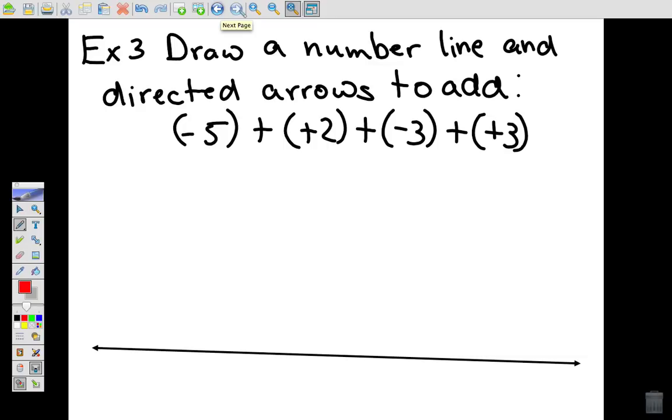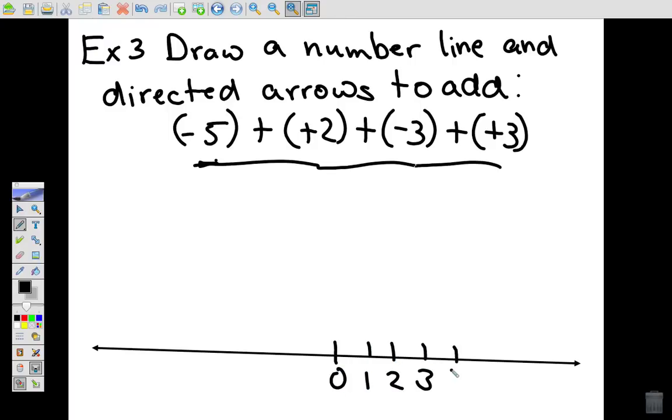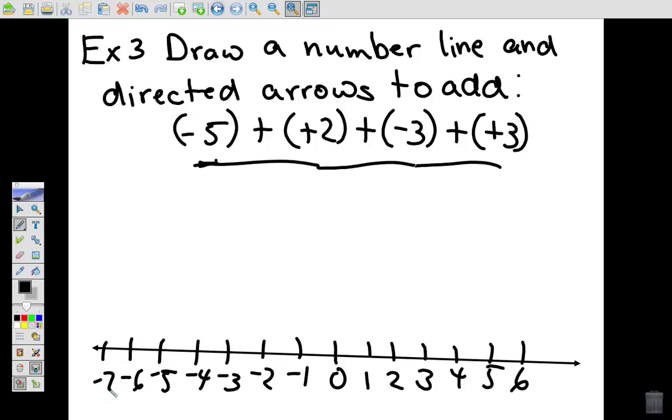Example 3. You've got more than 2 numbers. So I'm going to number my number line. Now you have to think where you're going to end up. Let's see, I'm going to move left 5, back 2, left 3, and then right 3. So in this one, it seems like we're working more on the negative side, so I'm going to put 0 a little more to the right. Sometimes you might have to adjust the number line a little bit, but we'll see. I just want to make sure I have plenty of numbers.